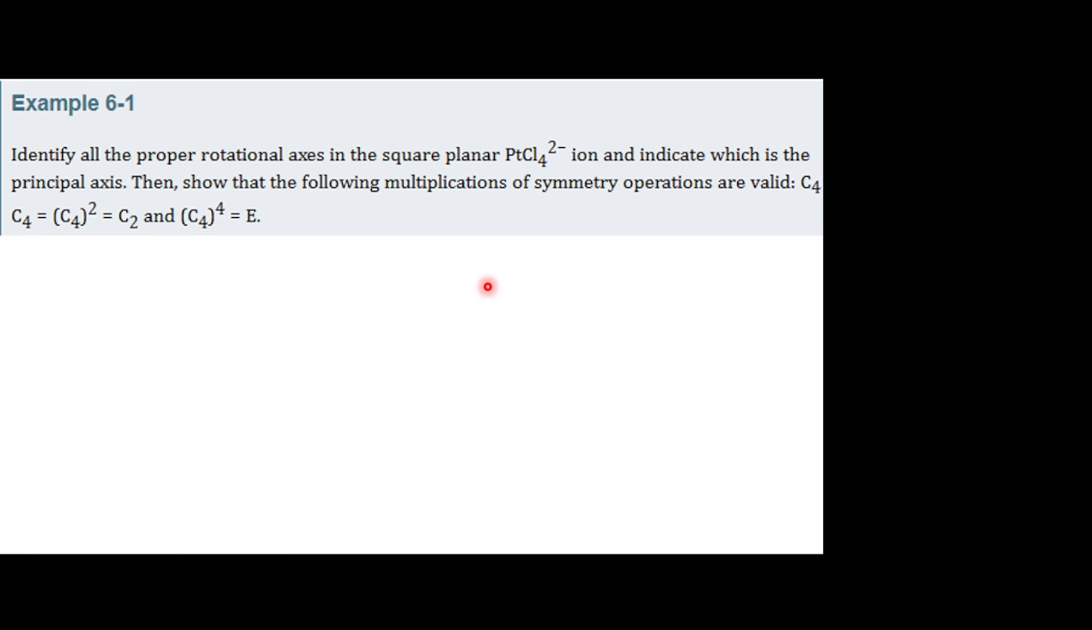Okay, so let's try an example of this. Identify all the proper rotational axes in the square planar PtCl4 2-. So I told you the geometry, so you don't really have to do anything extra with that, okay? So this is a square that exists in one plane, right? Indicate which is the principal axis, then show the following multiplication of symmetry operations that are going to be valid. For example, a C4 times a C4 would give you a C2, right? If we take 4 C4s, what does that give you?